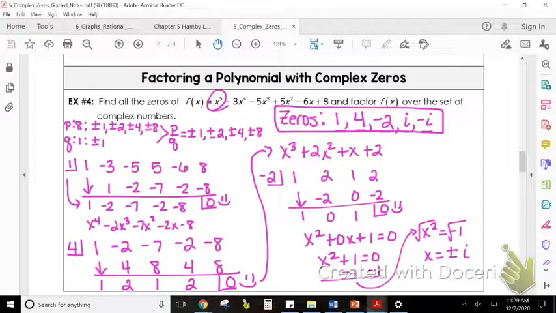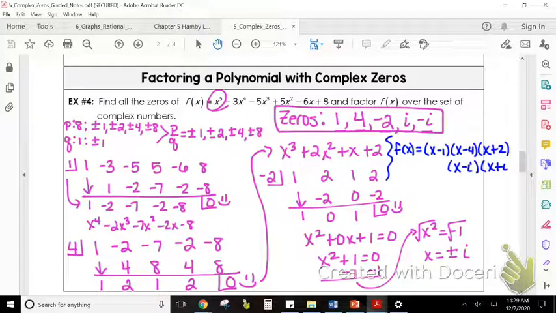Alright, so, dang, I'm kind of out of room, but let me change colors. I think I can squeeze this in. So, we would write f of x equals, the 1 gives us a factor of x minus 1, the 4, x minus 4, the -2 is x plus 2. I'm just going to write it below it here, but it would be written out to the side as well. And then the i would be x minus i, and the negative i would be x plus i. And so here is our polynomial in factored form. That is the factor over the set of the complex numbers.